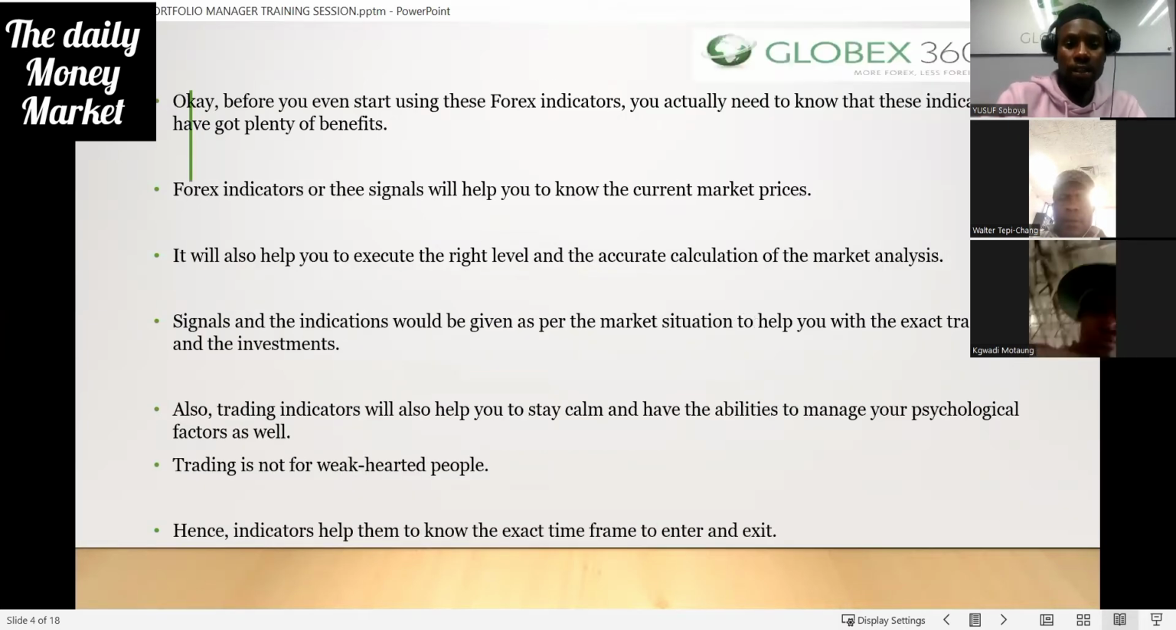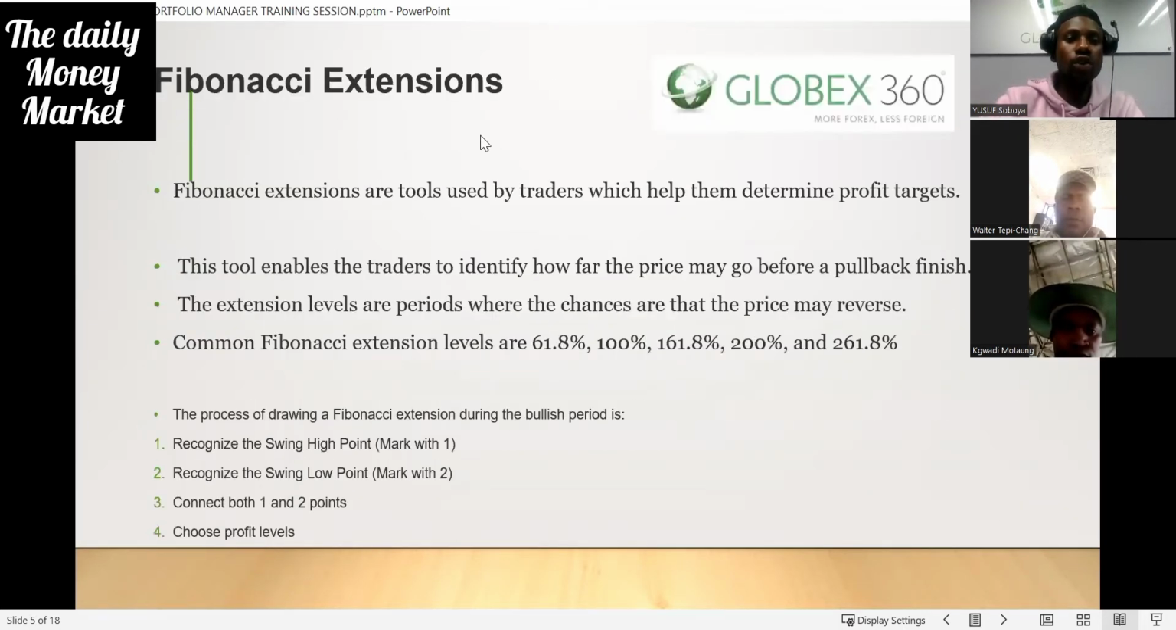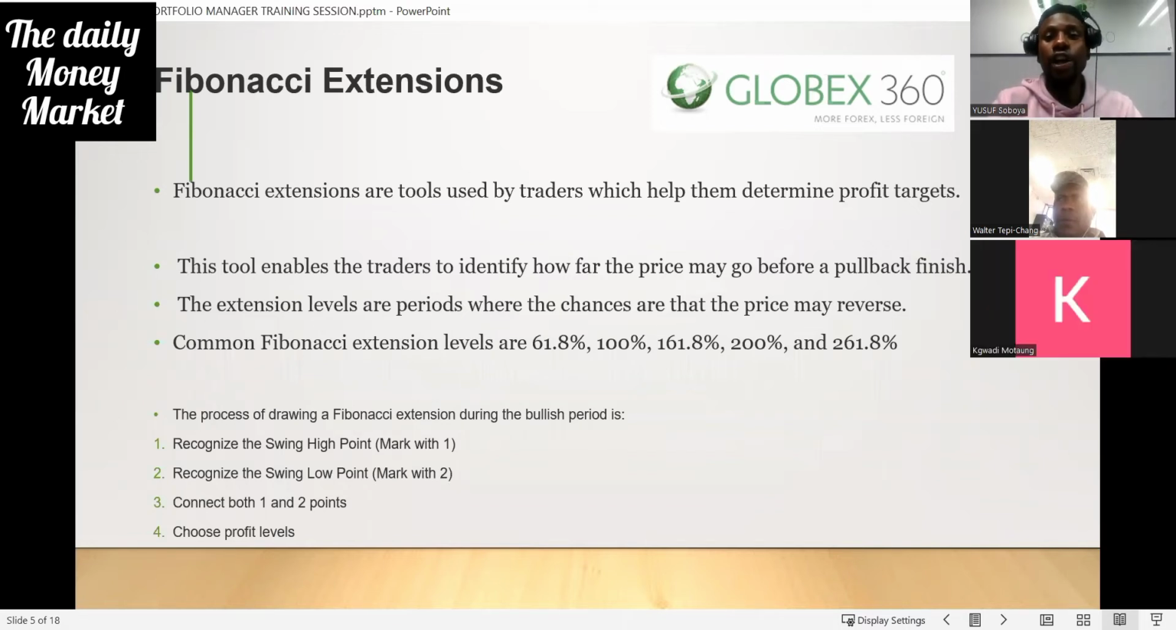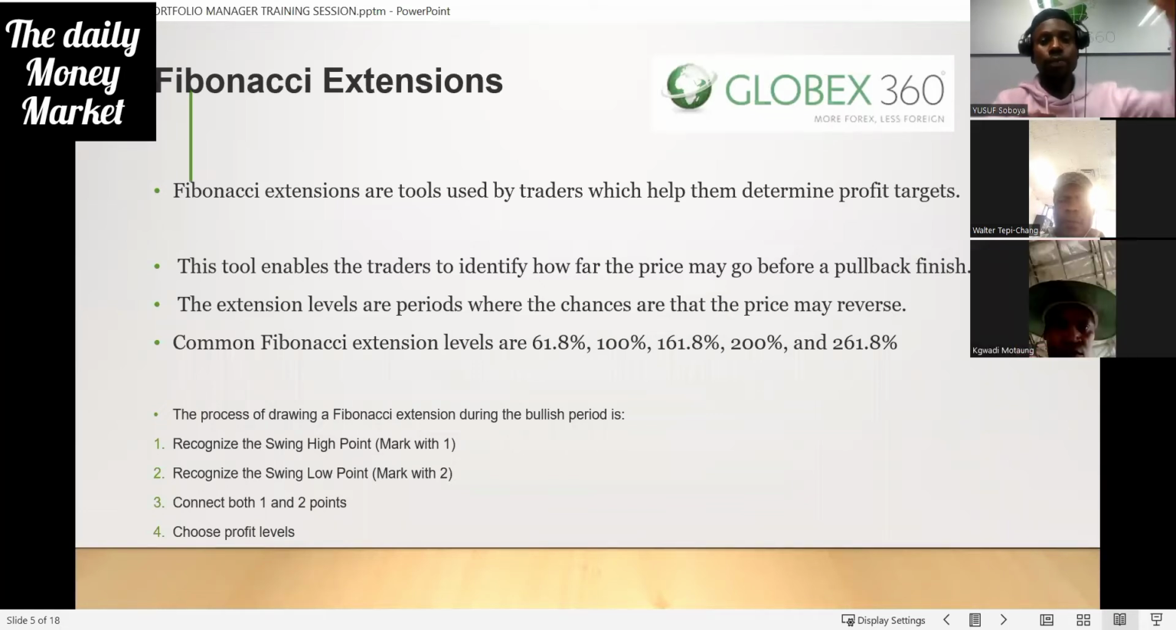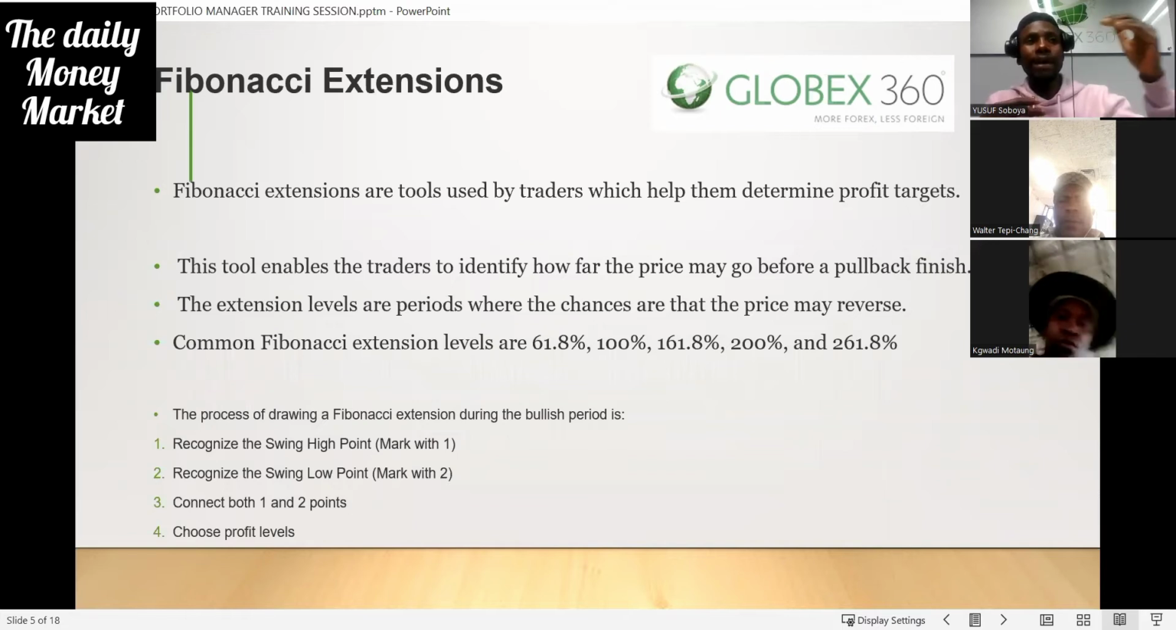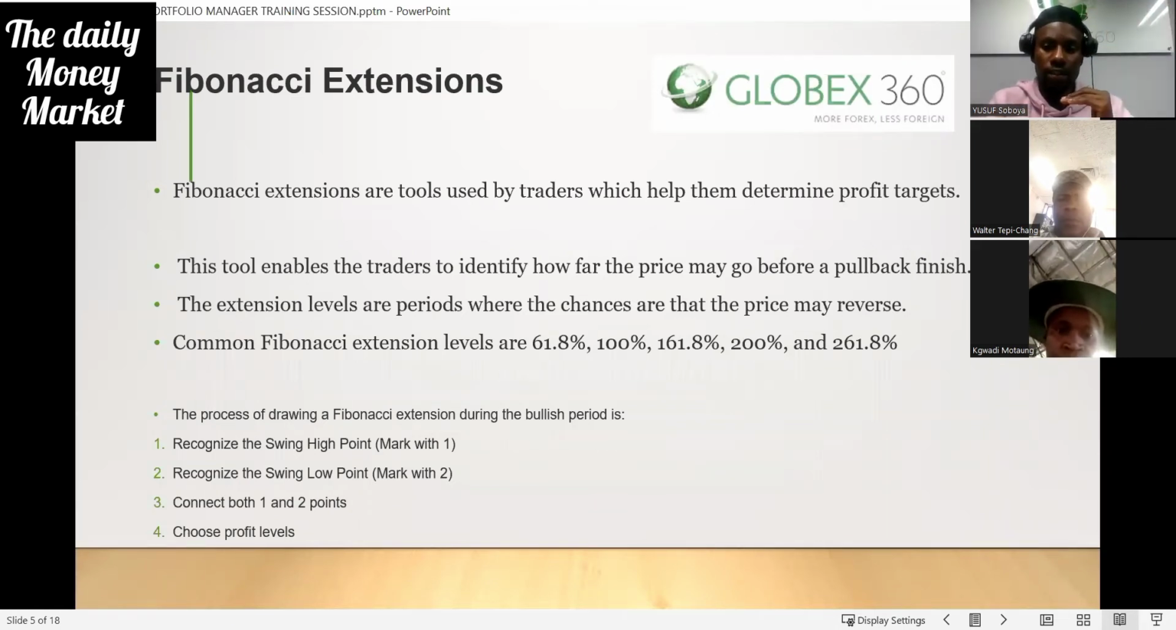All right. So I'm sure we know the Fibonacci extension. I think Sisley is the one who said that he traded with the Fibonacci. The Fibonacci extensions are tools used by traders which help them determine the profit target, right? So it has a percentage and it determines how much profit target you would be making at that percentage.